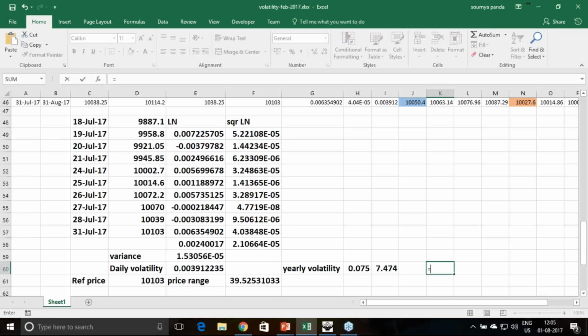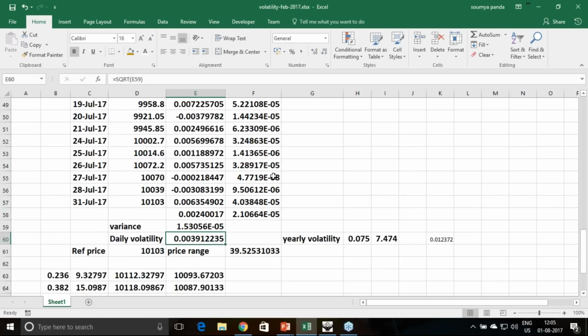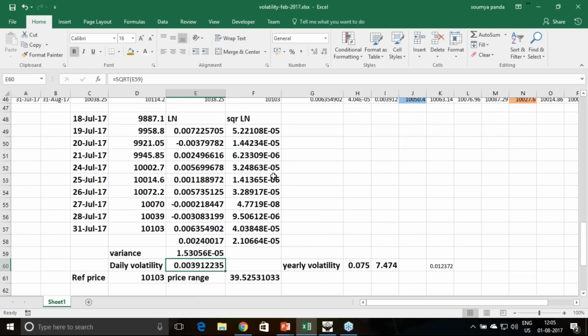If I want 10 days volatility, I'll take the daily volatility and multiply it with the square root of 10. So this is the volatility we have calculated based on the past 10 days data. Once we have calculated this volatility, next our trend calculation will start.